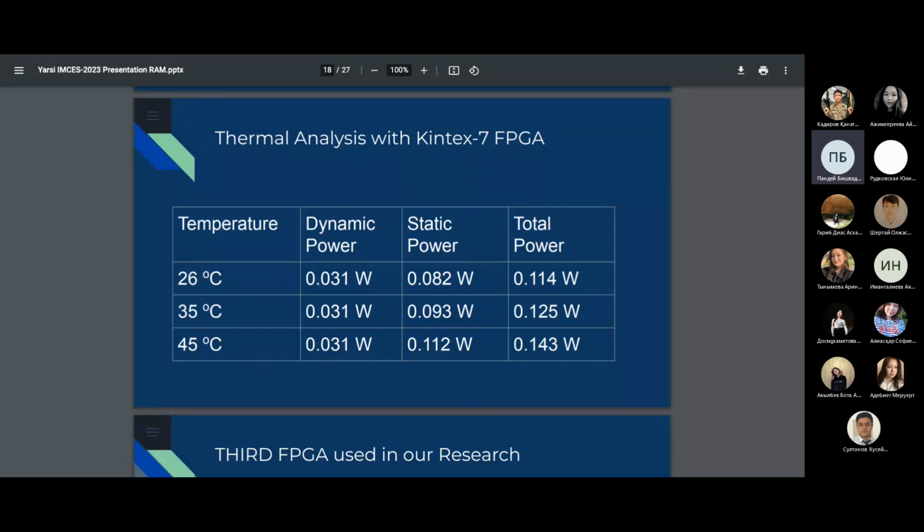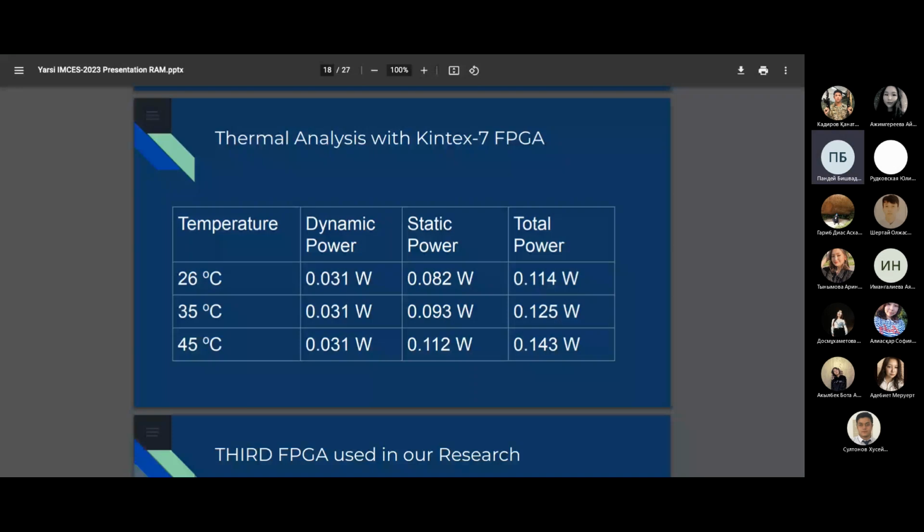Temperature 26 degrees Celsius. Dynamic power 0.031 watt. Static power 0.082 watt. Total power 0.114 watt. 35 degrees Celsius. Dynamic power 0.031 watt. Static power 0.093 watt. Total power 0.125 watt.